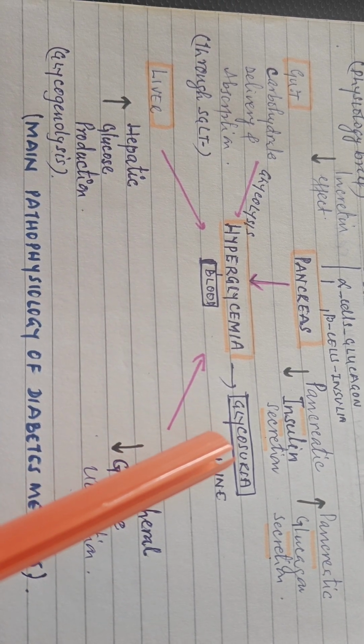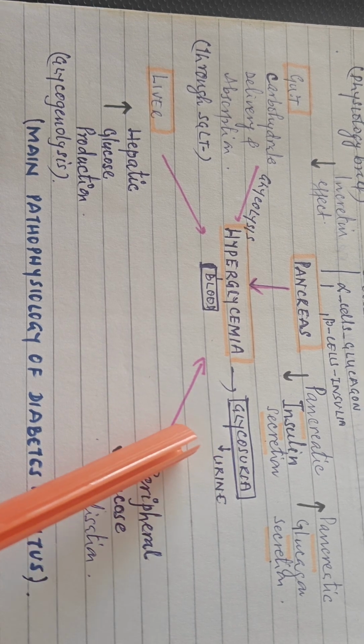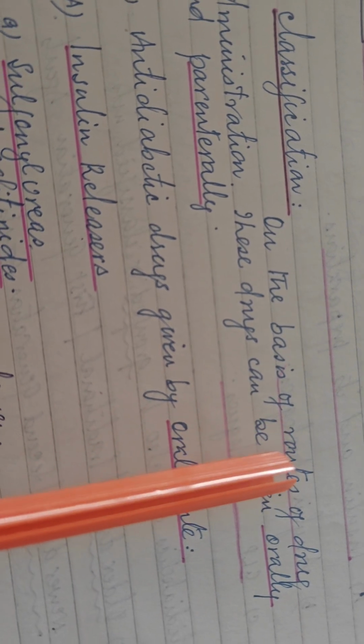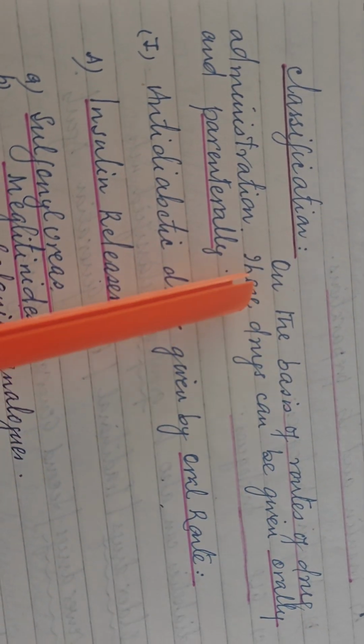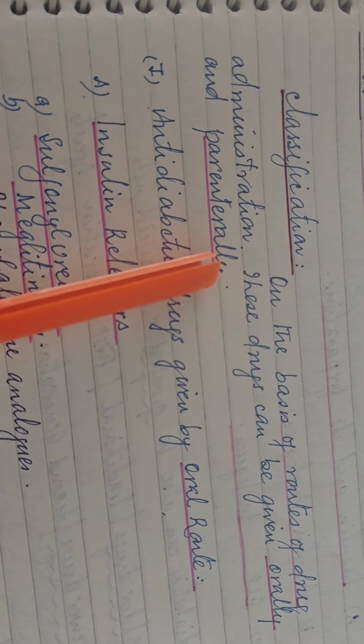Now let us talk about this classification of antidiabetic drugs. Now, the classification of antidiabetic drugs can be there on the basis of routes of drug administration. So, these drugs are given either orally or parenterally.